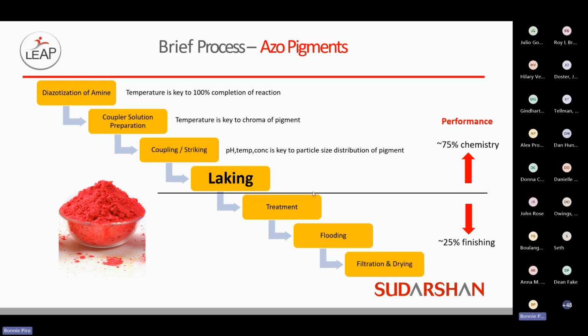So above that laking process is the chemistry, and we've always talked about 75% of the performance coming from that chemistry, and you'll see some examples of that later in the presentation. The remaining 25% is from the finishing and what we do to the drying, to the surface additives, to any kind of milling that we do in there to shift that performance area.